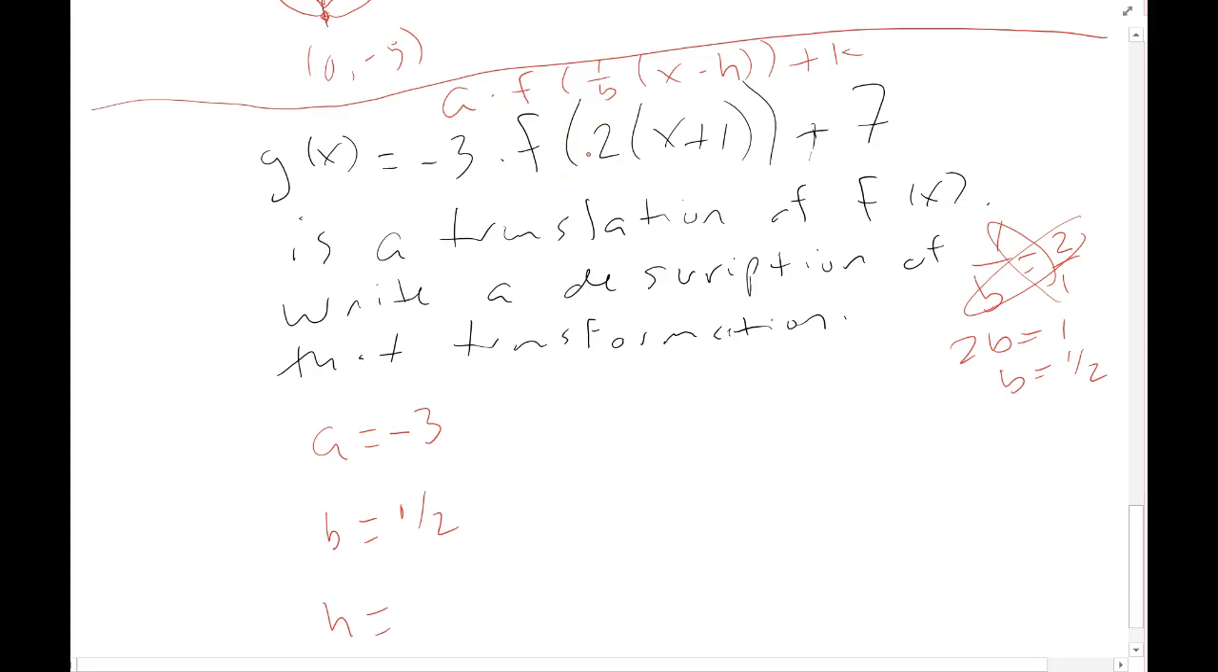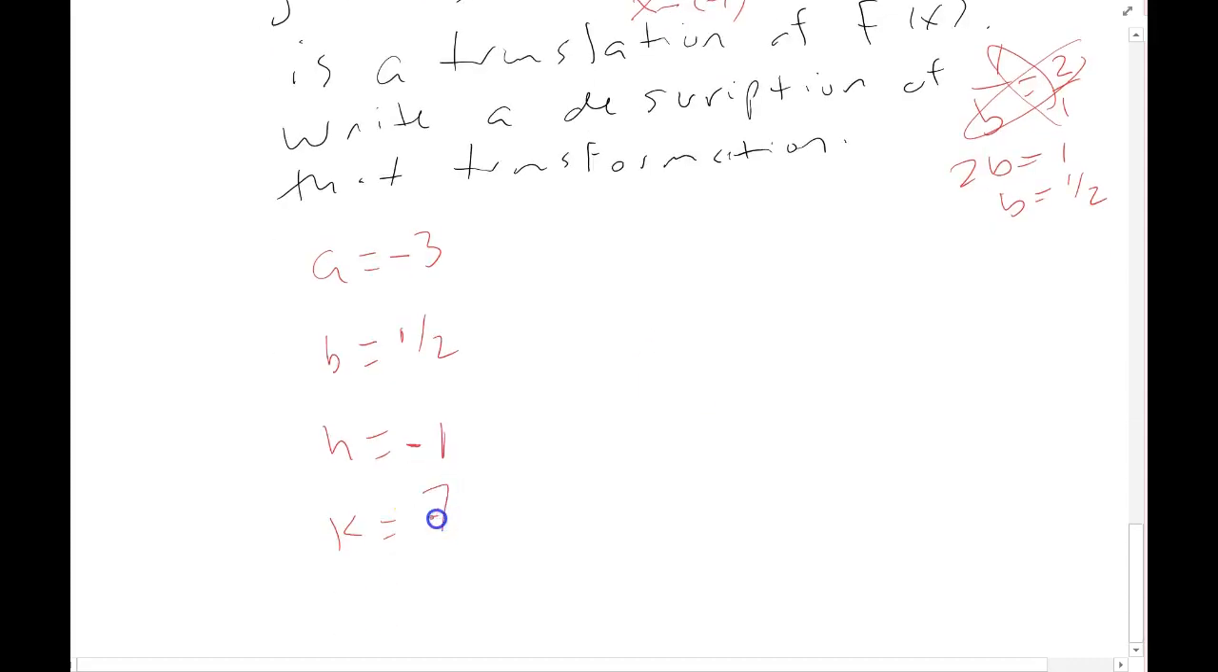The h value, now a lot of students would say the h value is +1. Unfortunately, that's incorrect, because if we look at the general form here, it needs to be written as x minus h. So I know that minus a negative is the same as addition, so what I really have is x minus a -1. So h is -1. Again, if you don't feel comfortable with that, just remember the h value is always the opposite of the sign that's written here. And the k value is just 7.